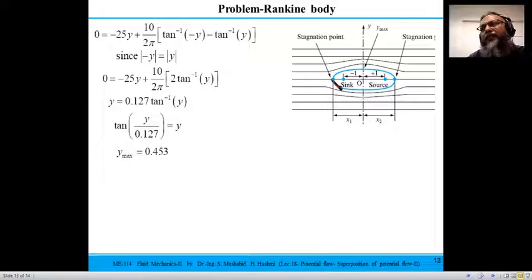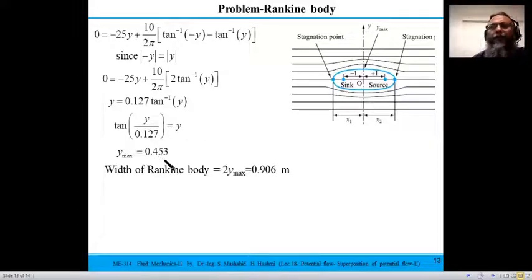So this thing is something like 2 meters something, and this one is 1 meter. So this distance is about 0.453 meter. So the width would be twice of that, something like 0.906 meters. So that is the second part I have done. Okay, the next is to work out the velocity distribution.